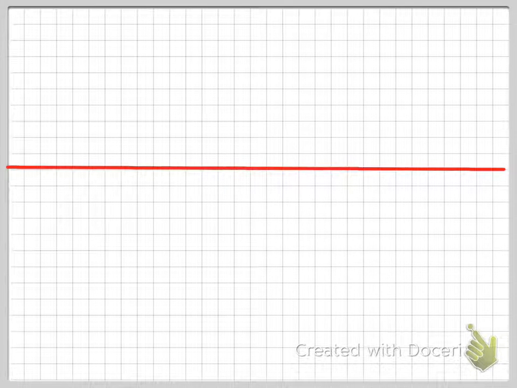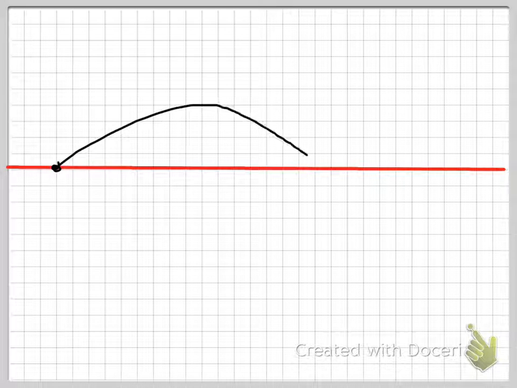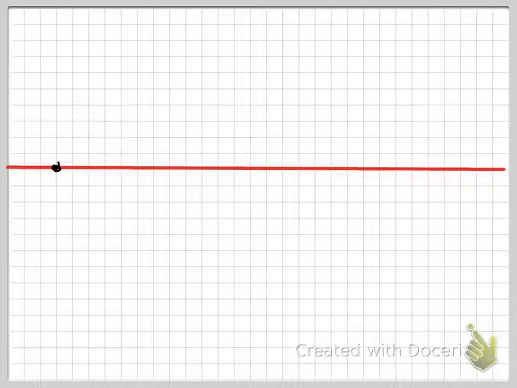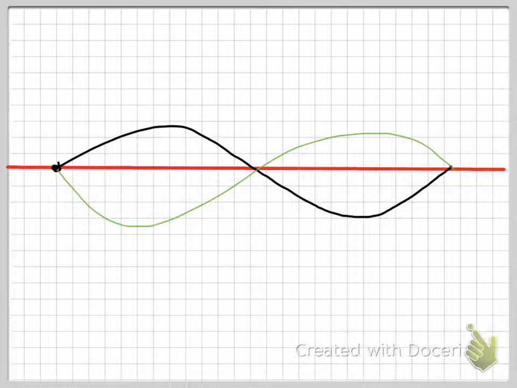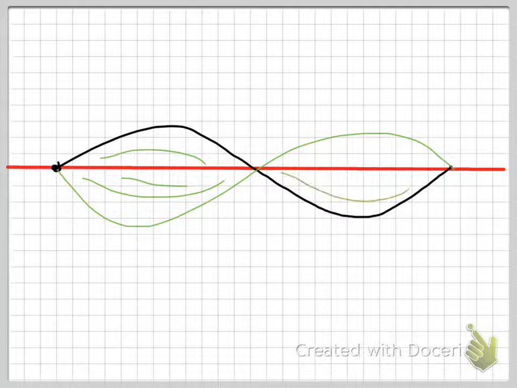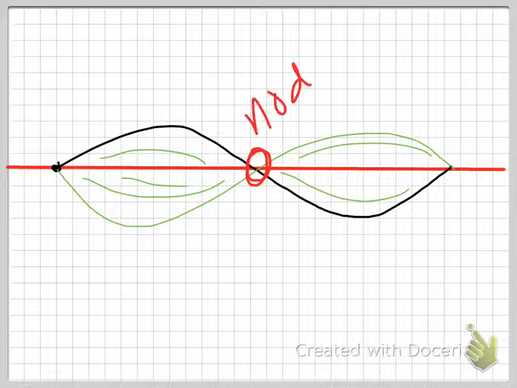So I'm going to do my normal best worst drawing of a standing wave. Let's actually do that first standing wave you saw. You get the idea. So here's your area of total destructive interference. What's that called? Node. So that's your node, that's your destructive interference.